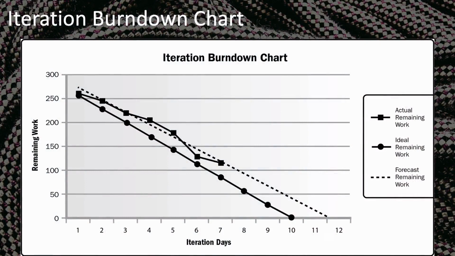Instead of showing how much work has been done, the iteration burndown chart shows the opposite: how much work is remaining to be done in the current iteration. And it graphs this against the plan, and can include a line that forecasts the remaining work based on performance so far in the iteration.